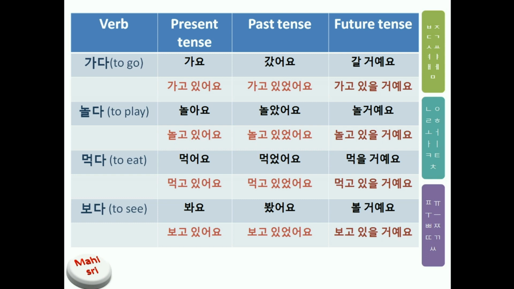봐요. 보고 있어요. 보고 있었어요. 보고 있을 거예요. With this, the present, past, future continuous tenses are cleared, and I know this is very easy. Just make some sample sentences and comment below.